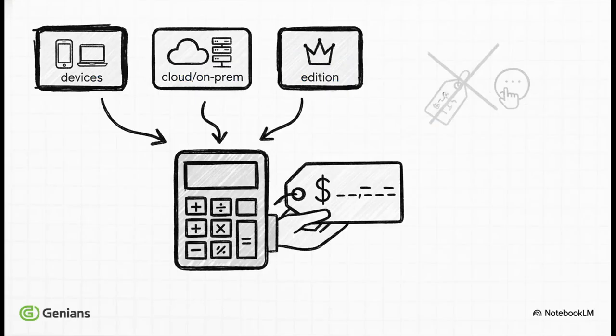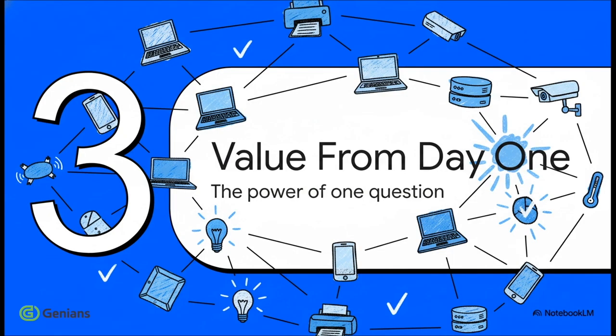So here's the most crucial point. You select those three variables and you get a price. A real number. Not some vague range, not a, hey, contact us for a quote button. You get the actual number you need to build your business case right then and there. But let's go back for a second to that very first question. How many devices are on your network? It turns out just the process of answering this one question can provide you with incredible value from day one.